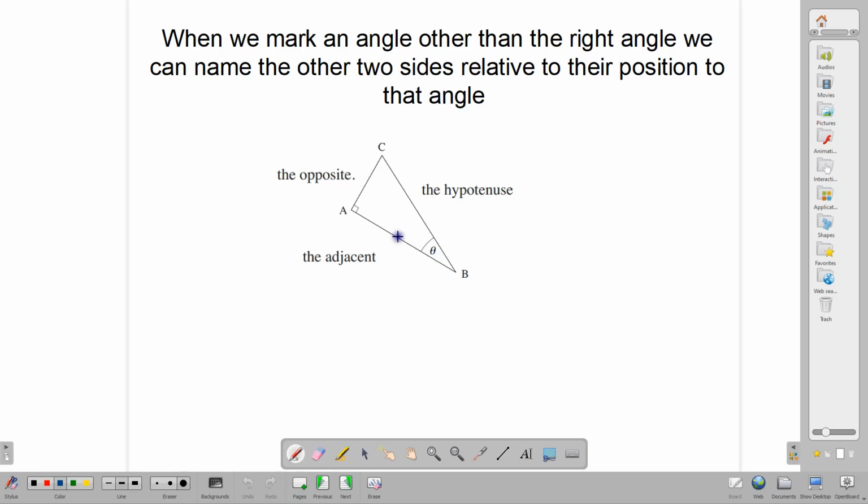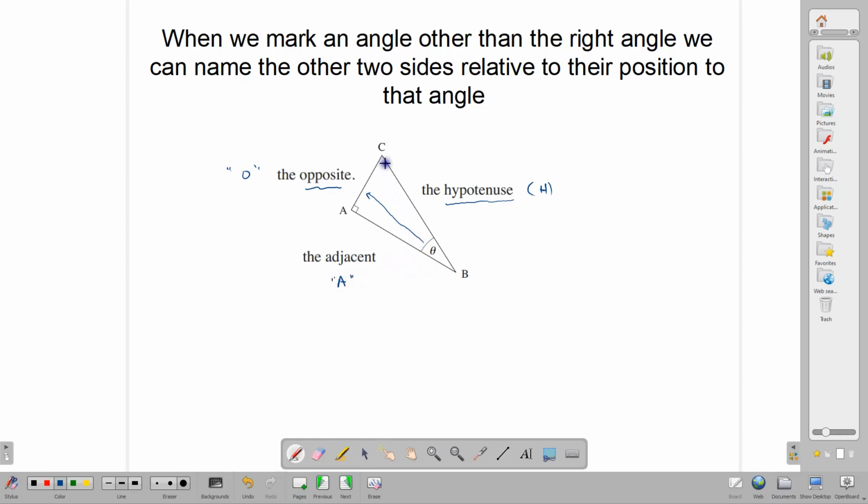then we can give the other sides of the triangle names. The longest side of the triangle has a special name. We call it a hypotenuse. Sometimes we just refer to it as the H for hypotenuse. The side that is in front of the angle, here's the angle, so the side that is in front of the angle or directly opposite to it, we call it the opposite, sometimes O. And the side that lies next to the angle is the adjacent side. Sometimes we call it A.